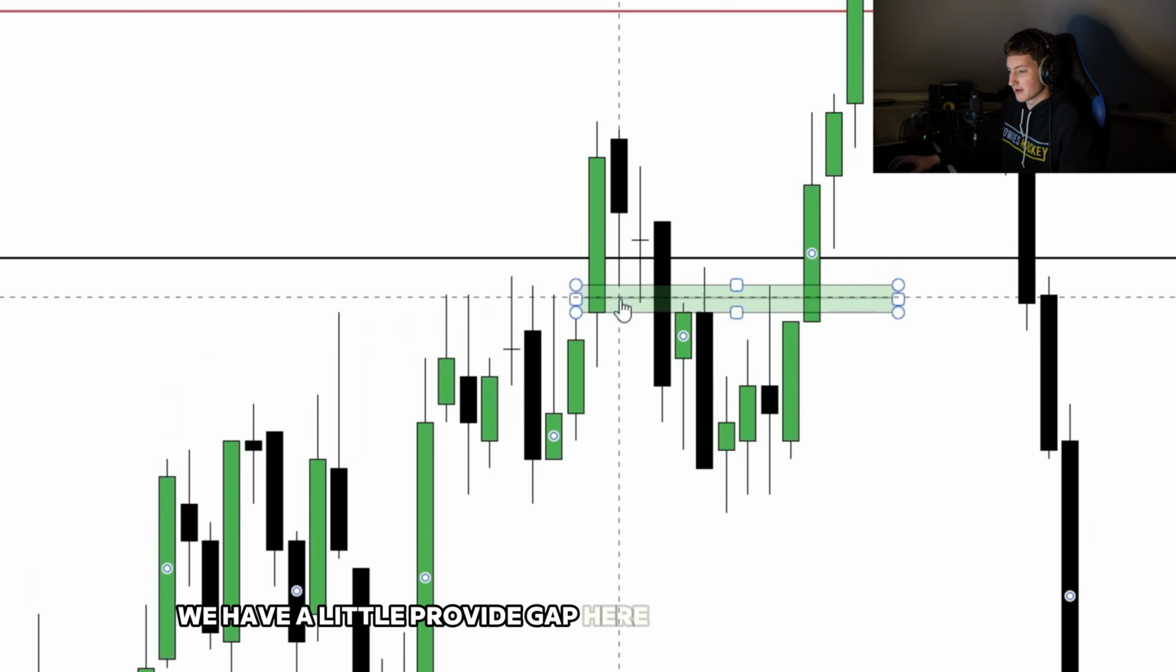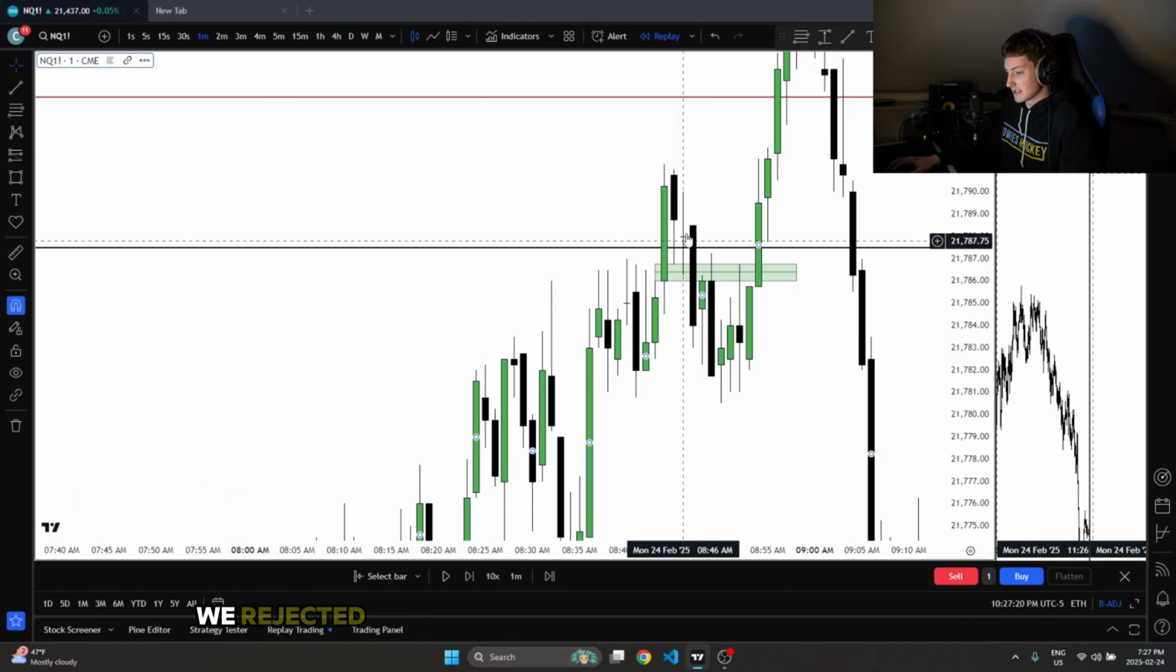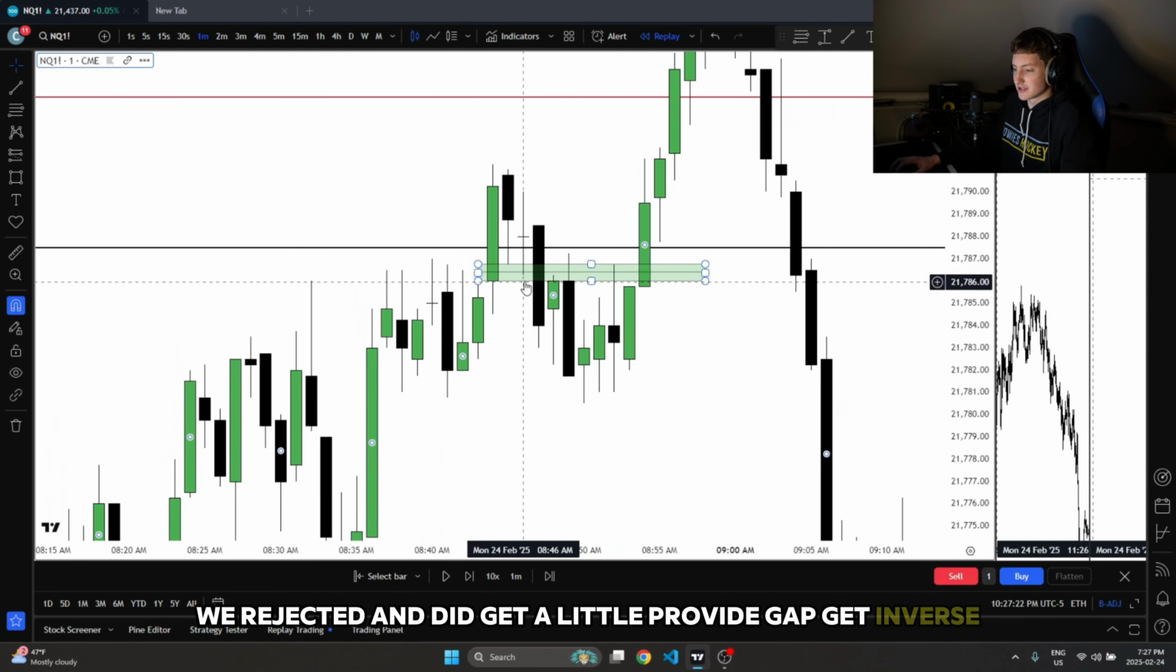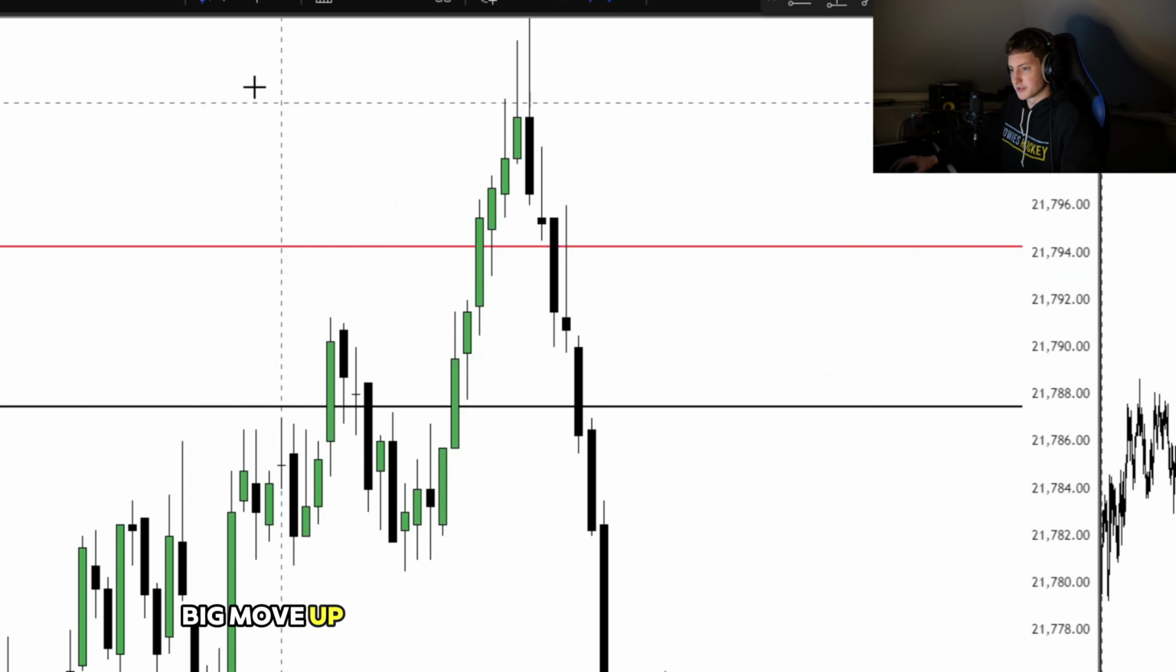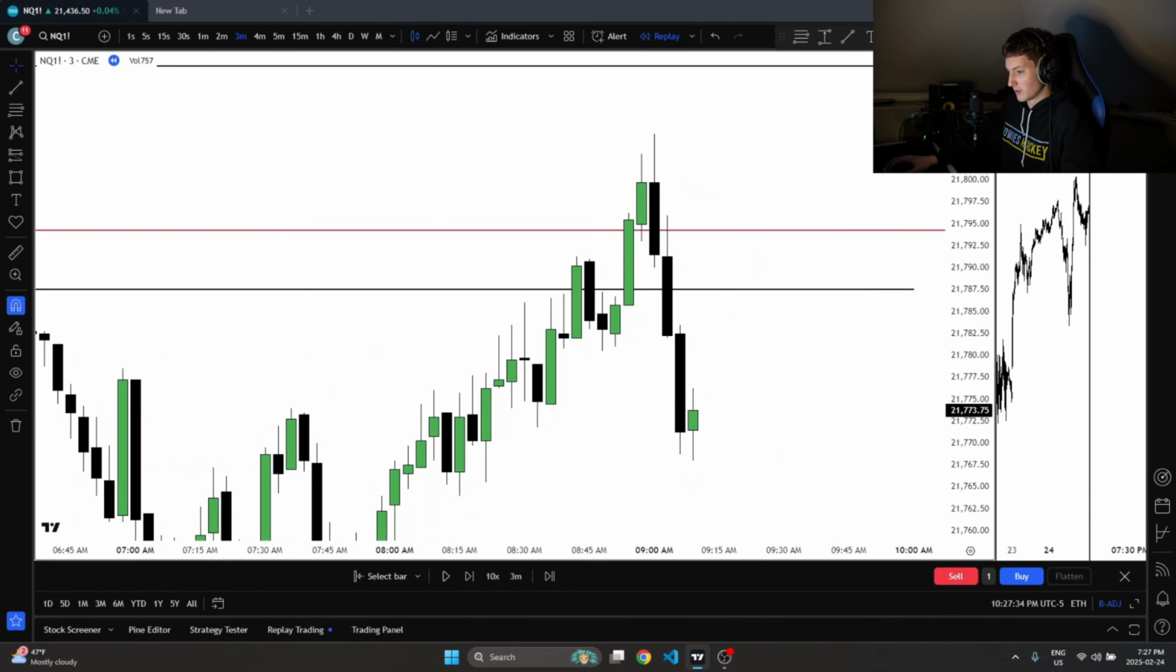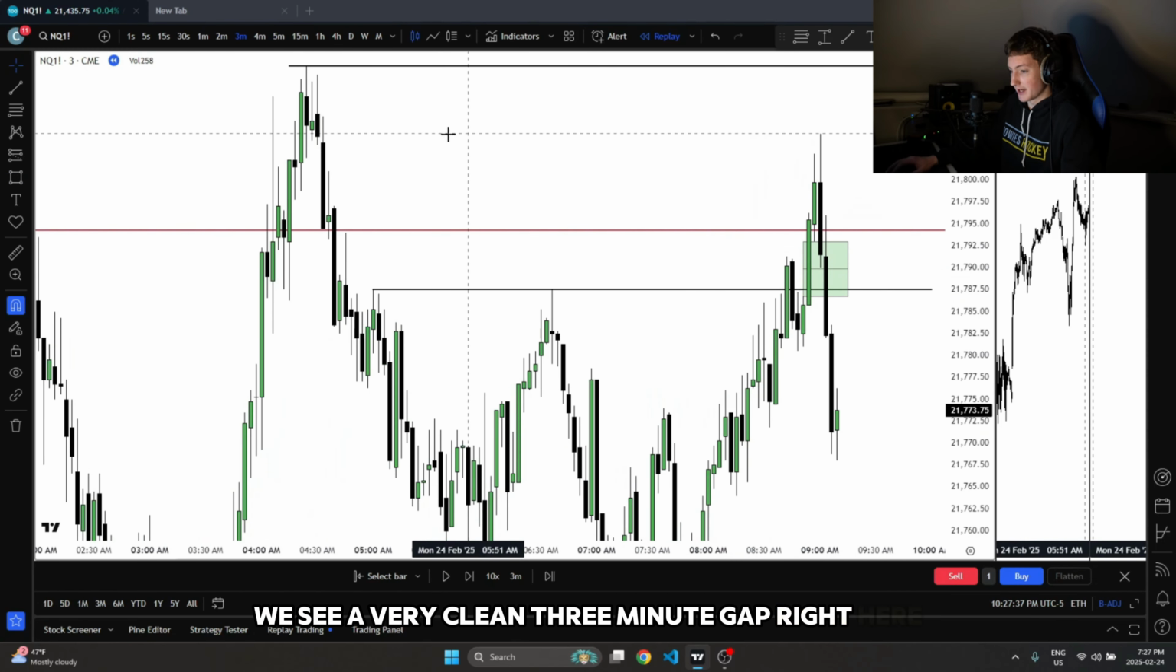We have a little fair value gap here, which after sweeping this, we rejected and did get a little fair value gap inversed, but this is too small. I think we can use our eyes and understand that this is too small to use. But here we had a big move up. So if we go up onto the higher time frame here, we see a very clean 3-minute gap right here, which got inversed.